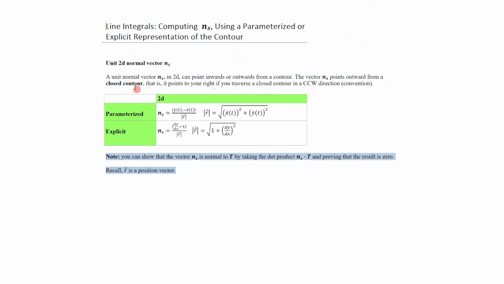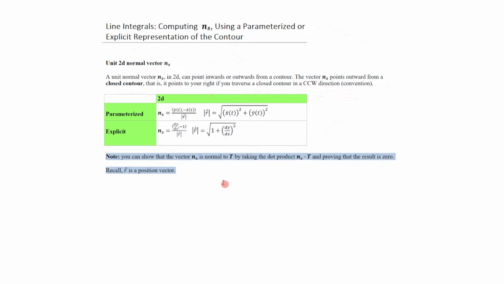This is a convention. That is, it points to your right if you traverse a closed contour in a counterclockwise direction. So this is something you keep in mind when we're talking about the normal to a contour. This was the convention we adopted. In this case, we were able to show that the appropriate vector that represents the unit vector normal to the contour would have this form. And again, R dot would take on this form, and for the explicit case, it would take on this form.